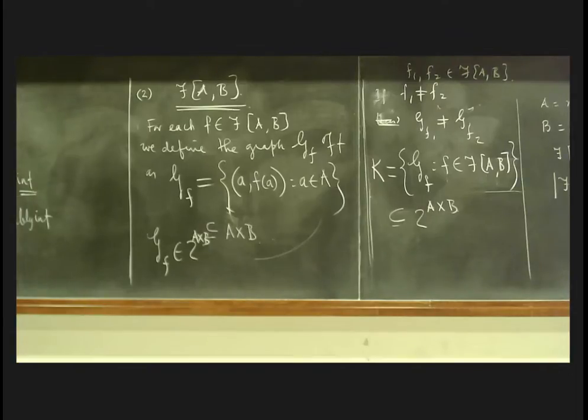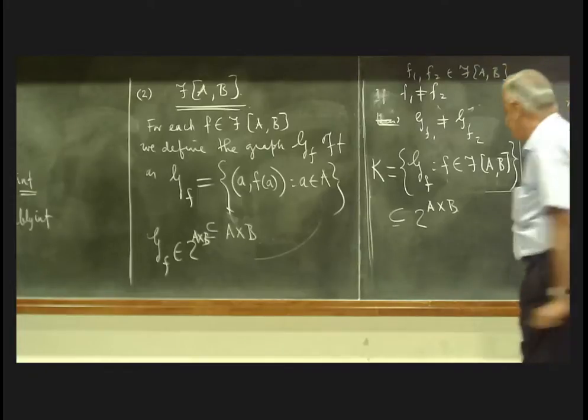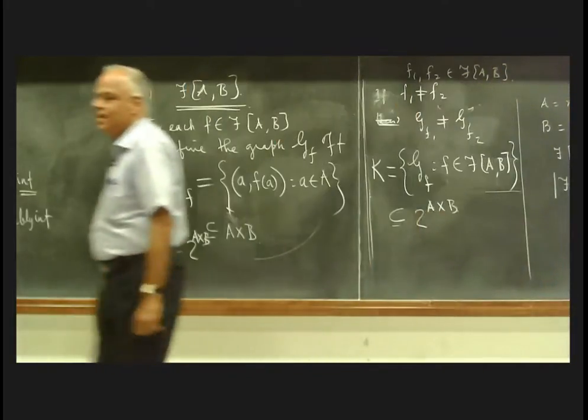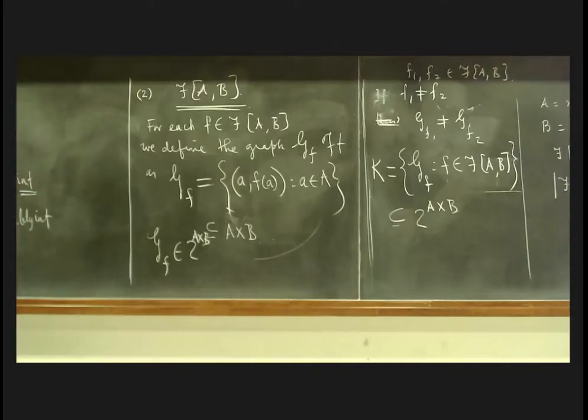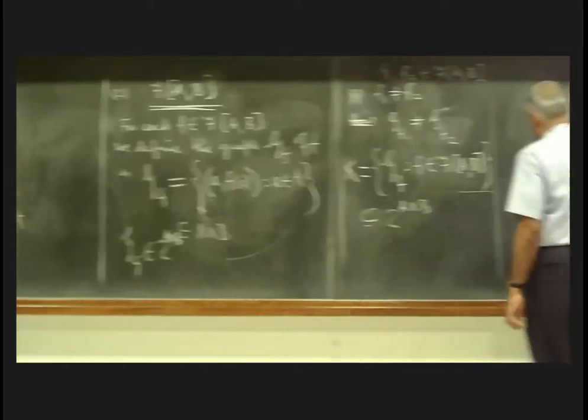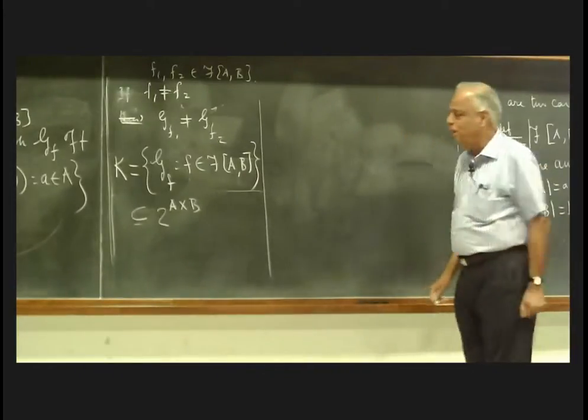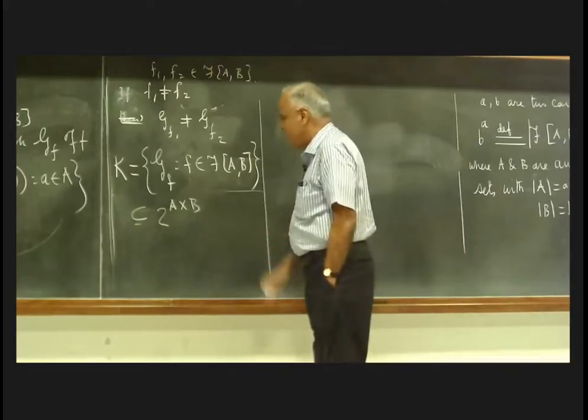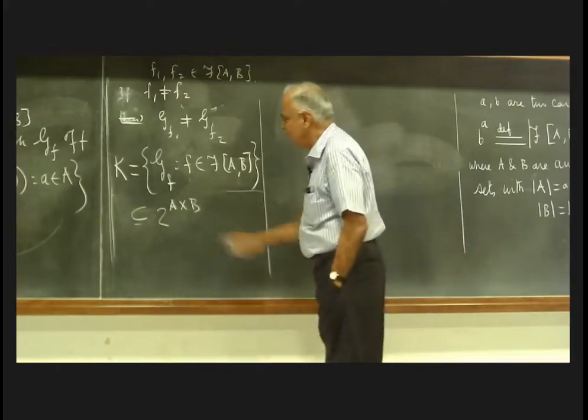Wait for 1 minute. Later, wait for probably 1 month, you will get several clarifications for your question. Right now, wait for 1 minute. A partial answer to your question will come. So K is part of 2 to the A cross B. Some of the questions I will immediately answer after finishing this. Certainly I will answer your question.